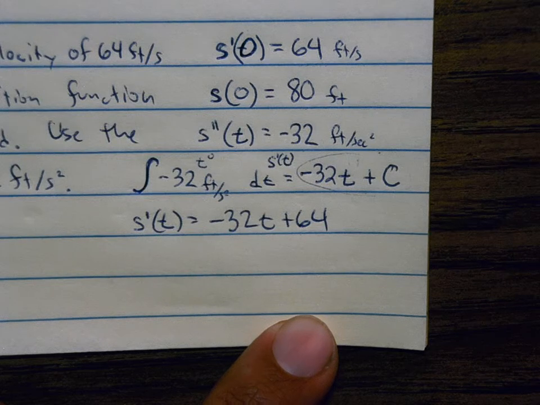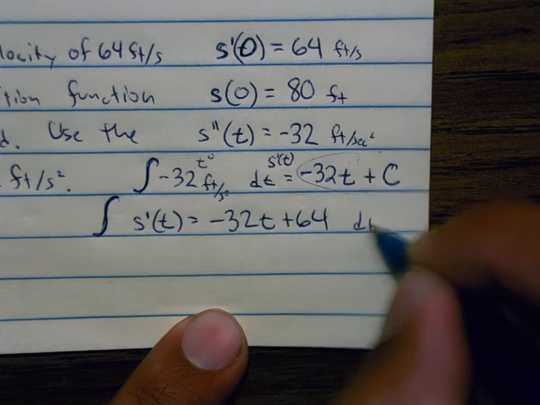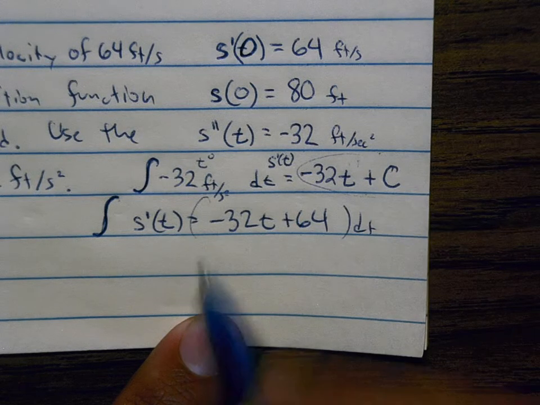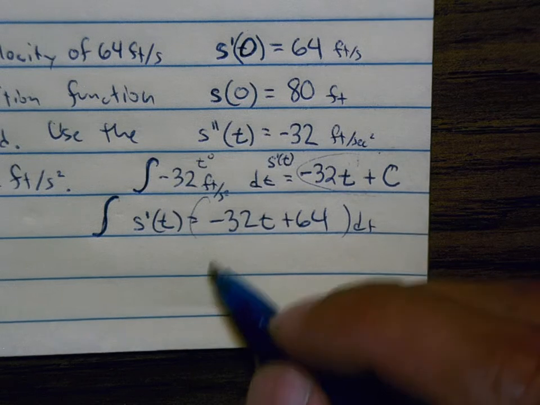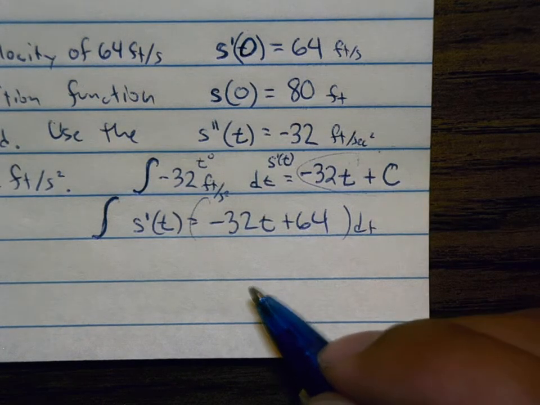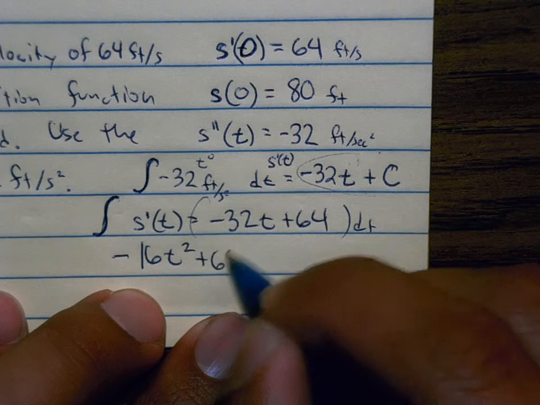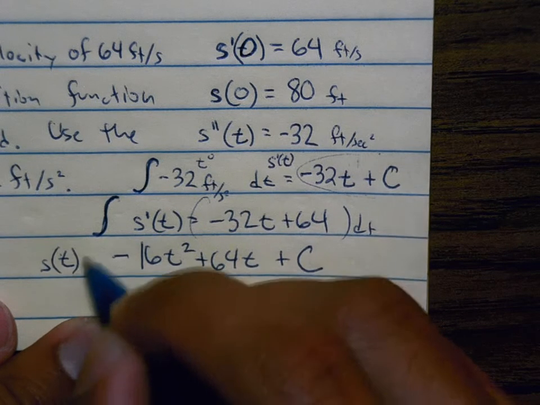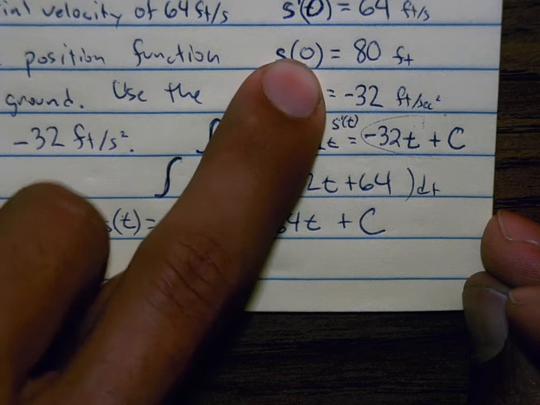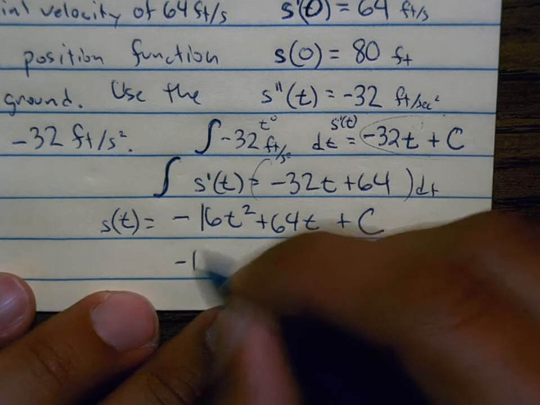Now the question asks us to find the position function. So what do I have to do? Do it again. We're going to integrate with respect to t this negative 32t plus 64. What does this become? There's two sections. Negative 16t squared plus 64t plus c, and this is s of t equals. Is there a way to figure out what the plus c is? We know what the initial height is, don't we? I can plug in 0 and I can find out that this is 80. And now we have our position function.